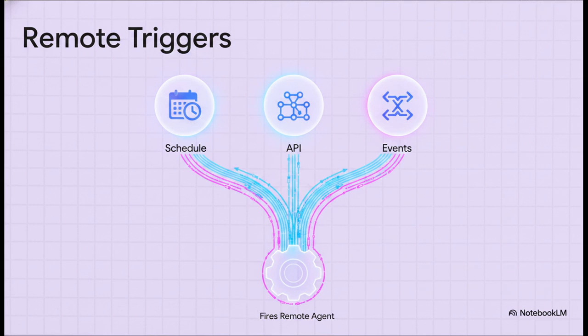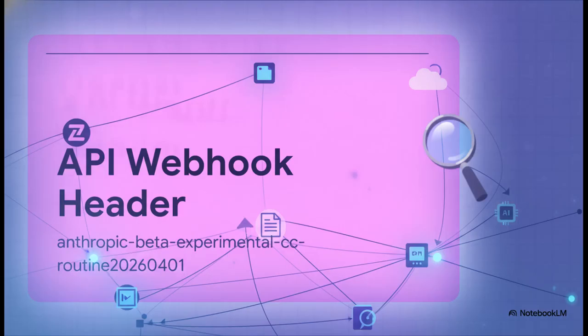And third, GitHub events, meaning your agent can wake up whenever a pull request is opened or a commit is pushed. Now listen, if you need that high-frequency execution, like firing a routine from an external tool such as Zapier, you're going to use that API trigger. And here is an amazing little insider tip buried in the beta documentation.